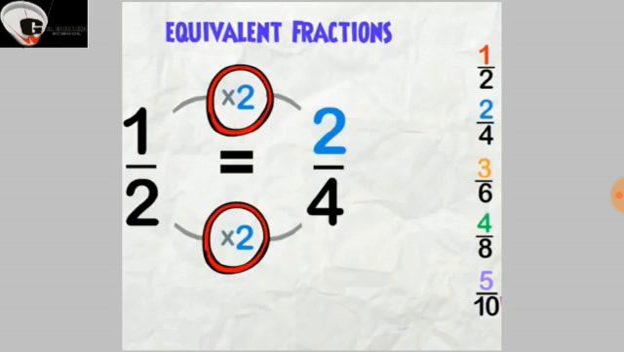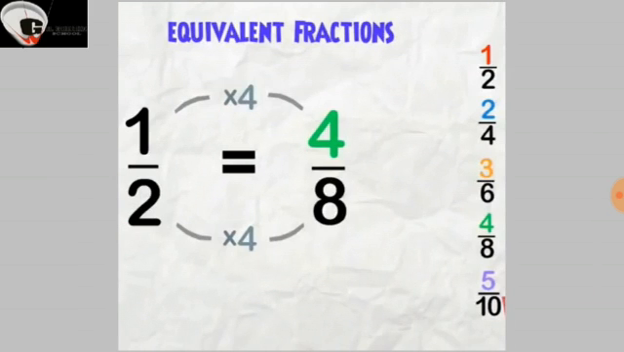Same if I multiply the numerator and the denominator with 3, I get 3 by 6, right? If I multiply the numerator as well as the denominator with 4, I will get 4 by 8. And if I multiply it with 5, I will get 5 by 10. So, this was equivalent fractions when we multiply the numerator as well as the denominator.